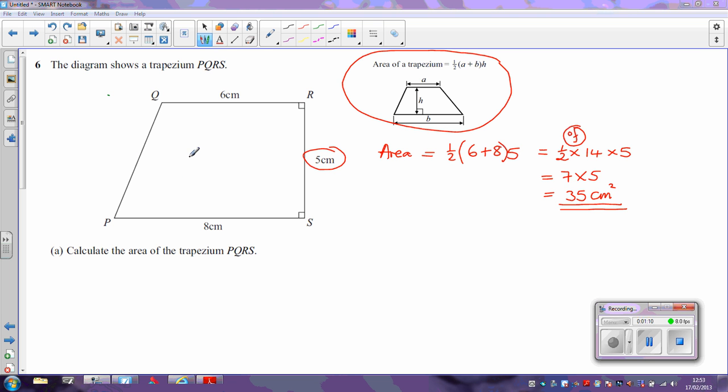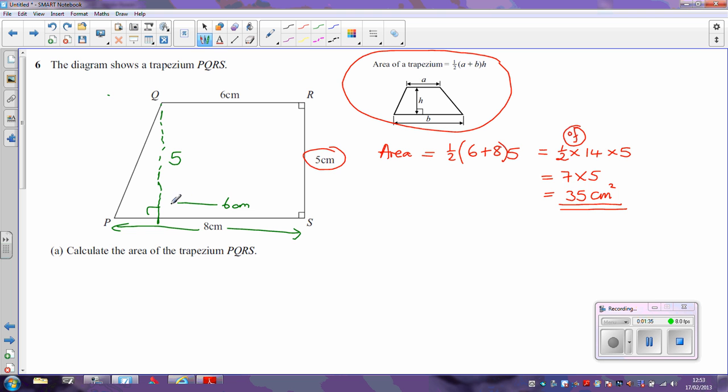The next part asks me to calculate the length of PQ. That's this sloping side here. And I realize that if I put in a vertical line here, sorry, not very straight, but you get the idea. There we have a vertical line. This is a right angle, and the height here is going to be 5. If I look across the bottom here, I know that it's 8 centimeters all the way from here to here, but I also know that it's 6 centimeters from here to here, because if I look at all of this shape here, it's just a rectangle. So if I look at this distance here, let's put a blob there so I can see that more clearly. The distance from P to this blob here must just be 2 centimeters.